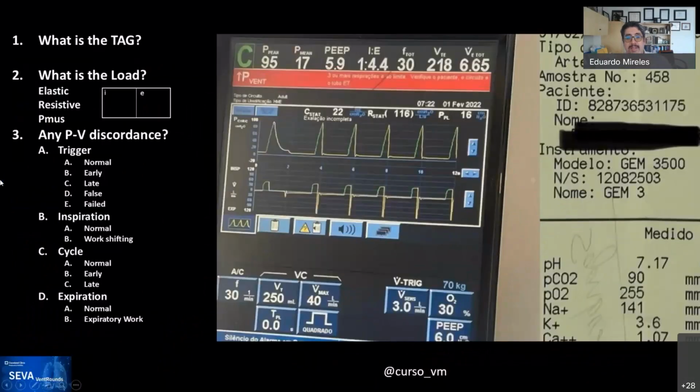Yeah, so breath 2, 3, 4, 5, I don't see any discordance. Breath 1, I see an inspiratory flow pattern. The expiratory flow pattern is not the same as the other breaths. So I don't know what to make of that, to be honest.